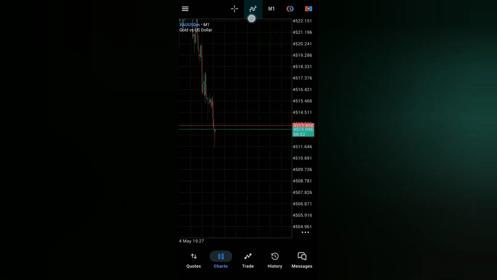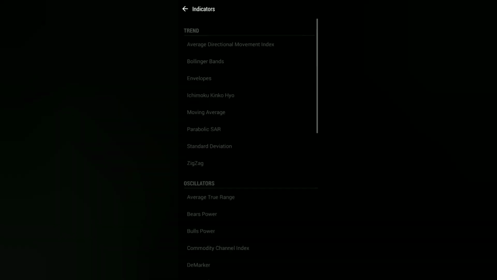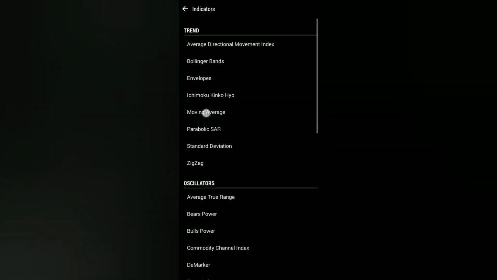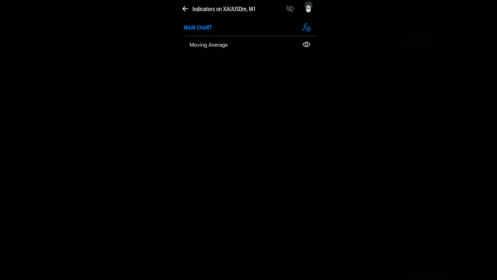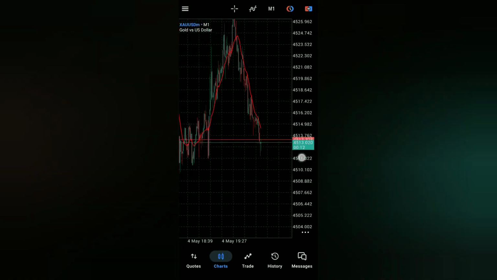This is where it's called indicators. So I can come here, just click this F, add indicator. I can decide to add moving average. You can add any. So just click save. Just come back. Have you seen? I've added moving average.